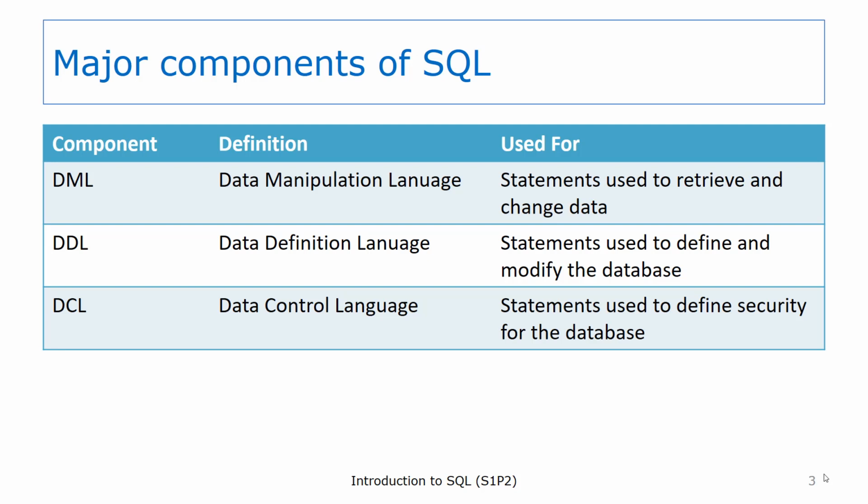DDL is used to define, create, and modify objects that are contained within a database. For example, a database contains one or more tables, which are the objects that contain data. Tables are defined and created using DDL statements. You will be working with DDL statements throughout this course. DCL is used to define security and permissions for objects in the database. You will also learn about DCL statements in this course.